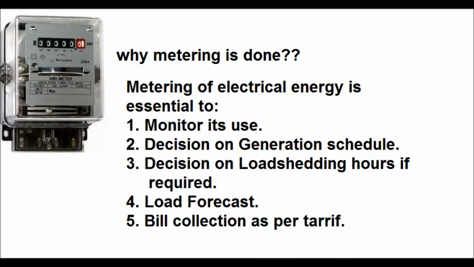Number 3, decision on load shedding hours if required, that is, if generation is less but demand for a particular hour is more, then we have to shed some of the load to match the generation. Number 4, load forecast, that is, how much energy consumption increases during a particular day or month of the year. By scheduling this load, we can forecast that after 2 or 3 years how much the load will increase.